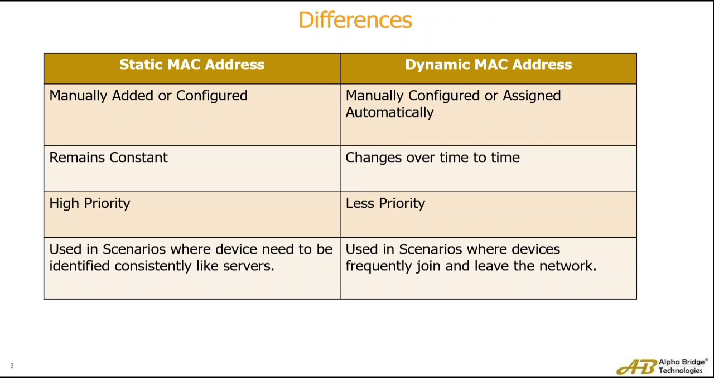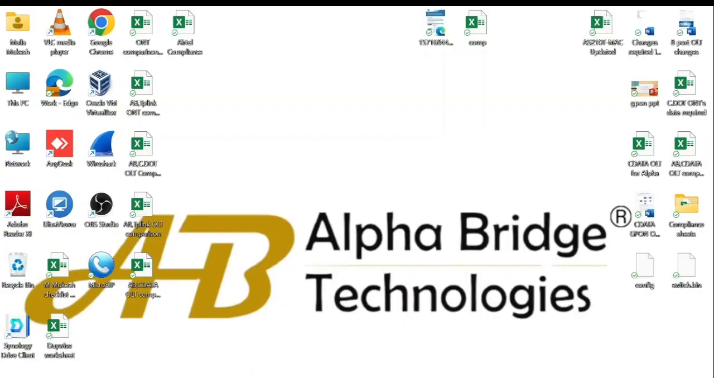So the static MAC address has high priority and the dynamic MAC address has less priority. Static MAC addresses are used in scenarios where specific devices need to be identified consistently within the network, like servers, etc. Dynamic MAC addresses are used in scenarios where devices frequently join or leave the network. These are the differences between the static and dynamic MAC addresses.